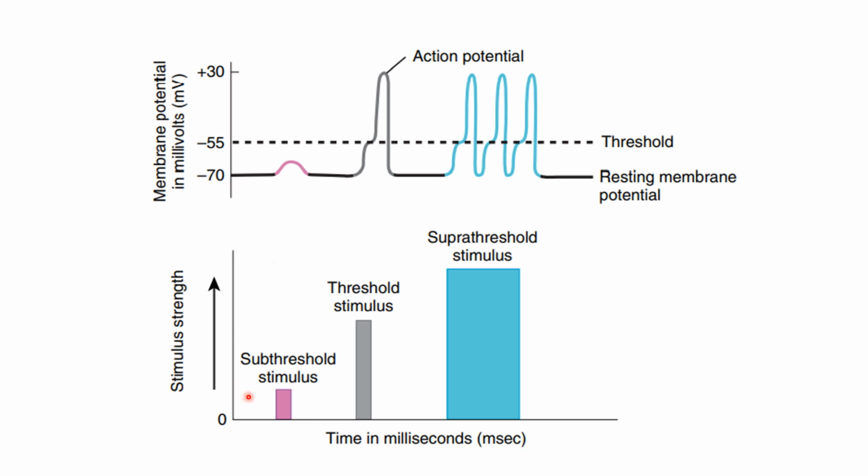This is an illustration of the different strength of the stimuli effect on the membrane potential. If it's a subthreshold stimulus, then it will not result in an action potential. No action potential, no propagation to the central nervous system. So it should be at least a threshold stimulus for the action potential to reach the central nervous system.